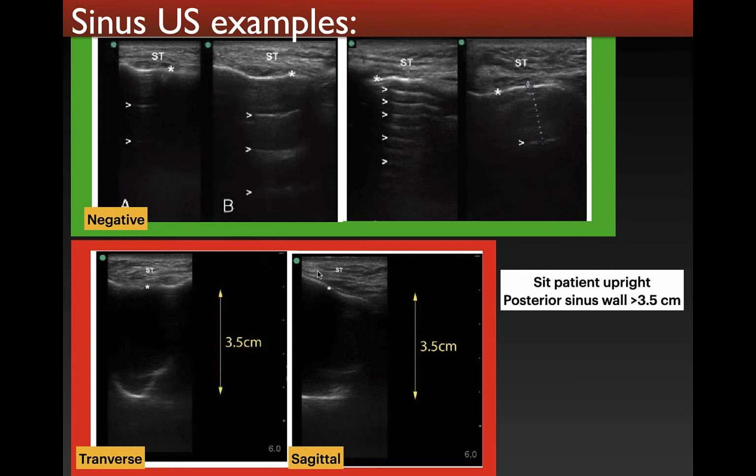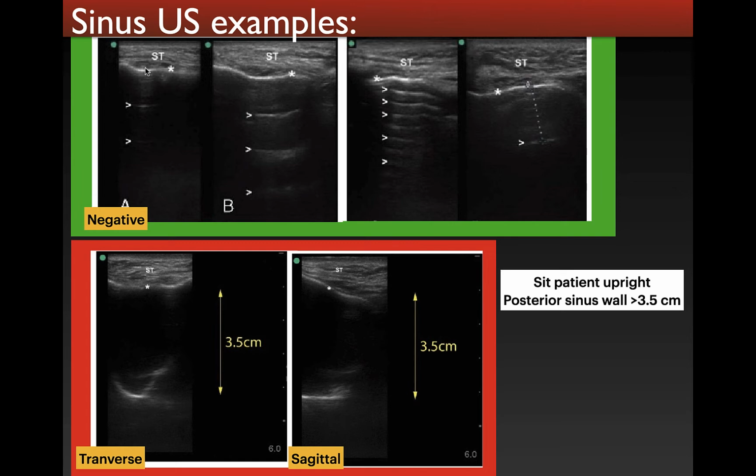Okay, and this is the sagittal view, so now this indicator is up towards the patient's head or their eyebrow, and this is down towards their jaw. And in this view, the back of the maxillary wall is this nice straight line. Once again, it's still about 3.5 centimeters back.